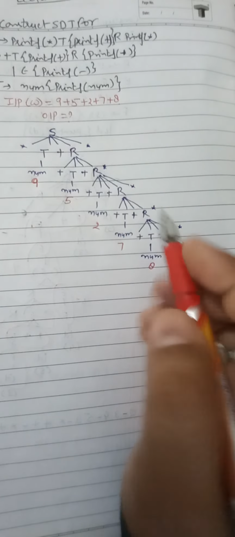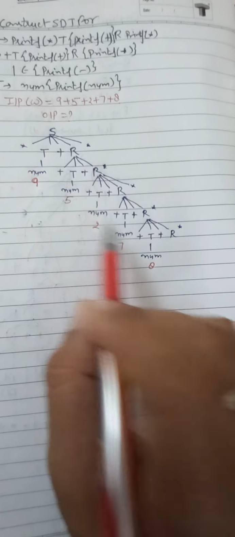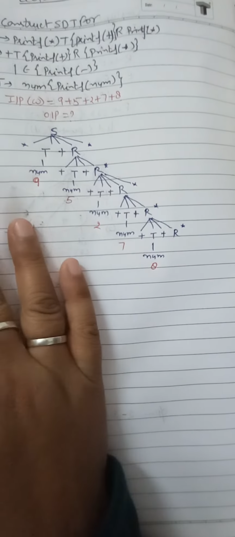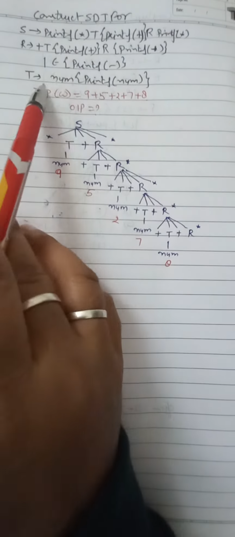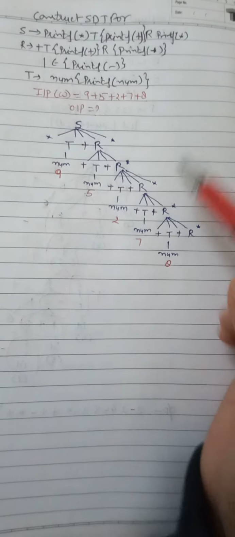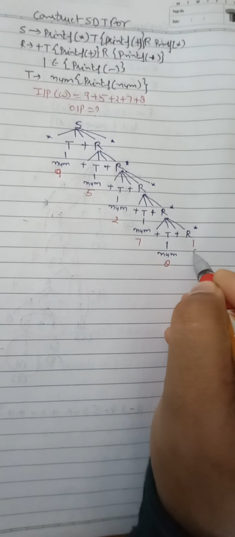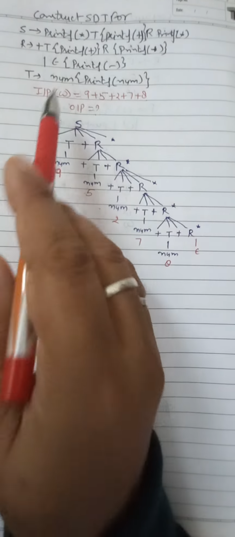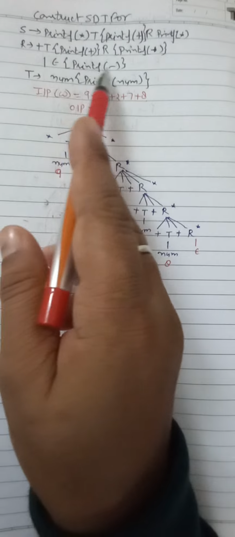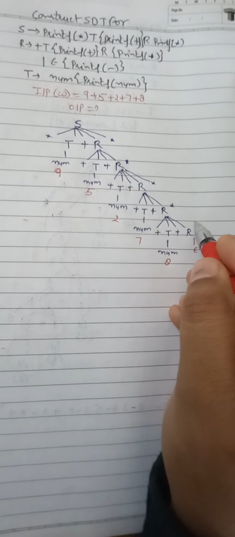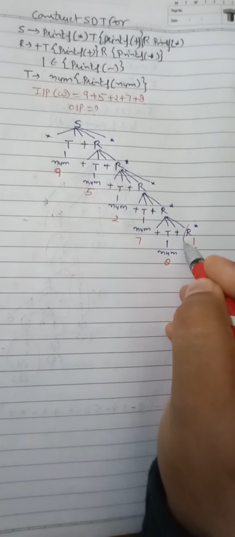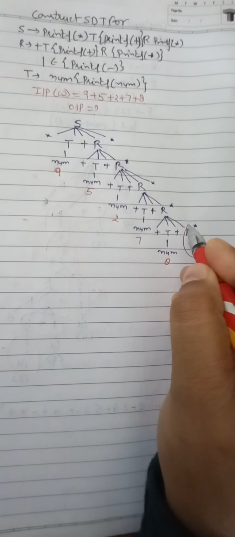Now this R is not required because the input has ended, so no need to wait further in respect of the grammar. And in respect of R, epsilon is also there, so we will take it as epsilon. Because we will take it as epsilon, so what needs to be printed? It needs to be printed as minus. So it will print minus.